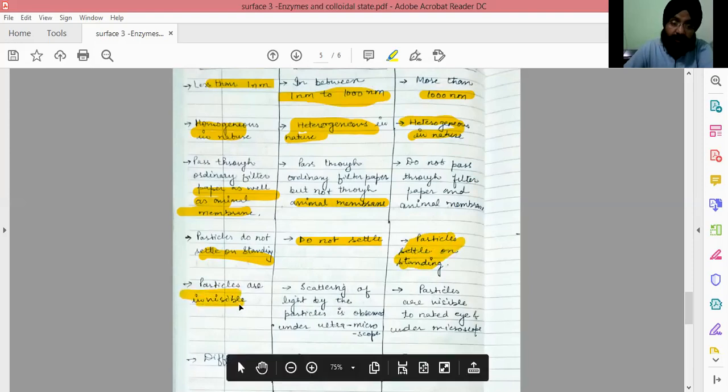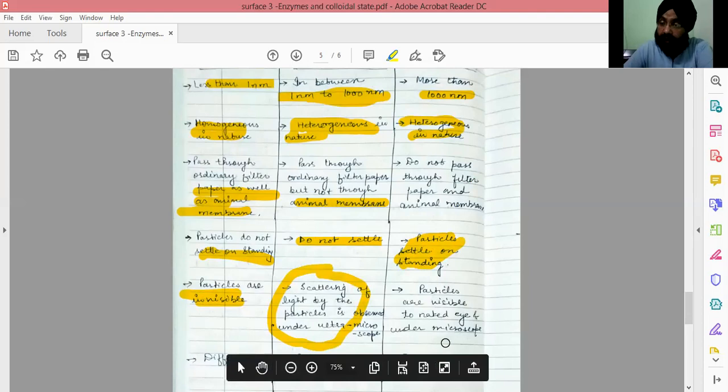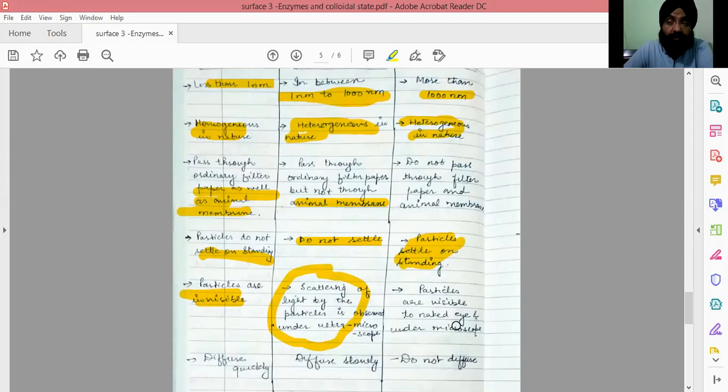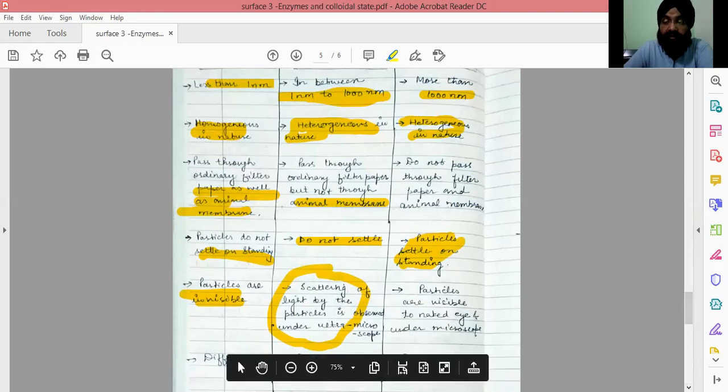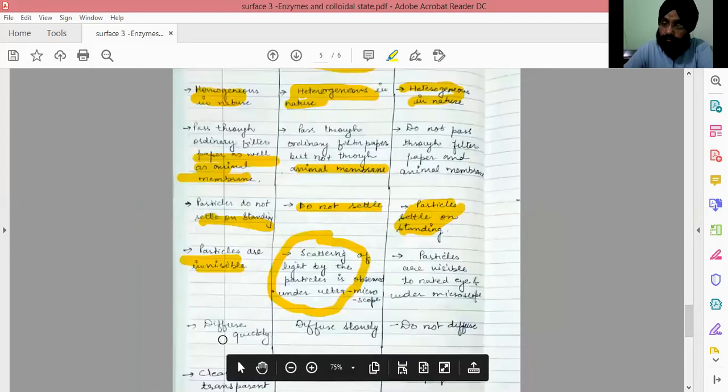In true solutions, the particles are invisible. In case of colloids, the particles themselves are not visible, but they scatter the light passing through them, due to which the path of the light is visible, which is known as the Tyndall effect. The particles can be observed under the ultra microscope, but not under the normal microscope. Whereas in suspensions, the particles are visible even with the naked eye. Now, next is diffusion. True solution particles diffuse very quickly, colloids slowly, and suspensions do not diffuse.